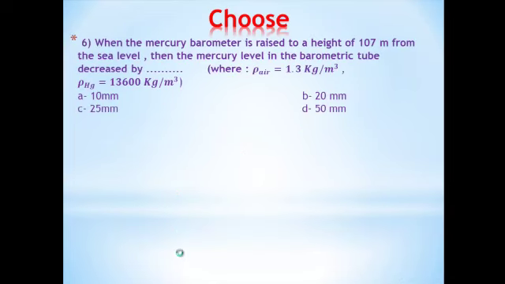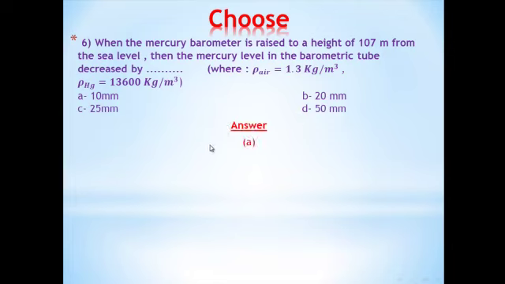6. When the mercury barometer is raised to a height of 107 meters from the sea level, then the mercury level in the barometric tube decreased by A 10 millimeter, B 20 millimeter, C 25 millimeter, and D 50 millimeter. The answer will be A.